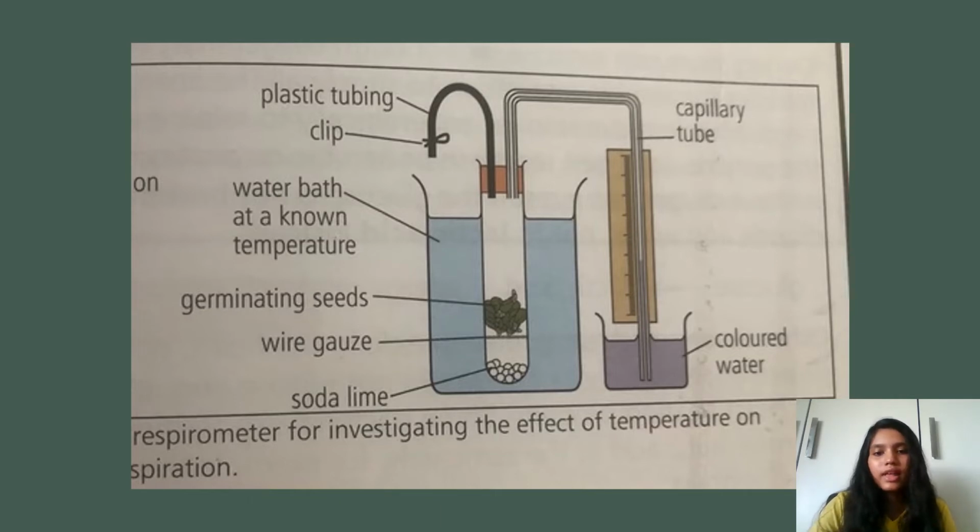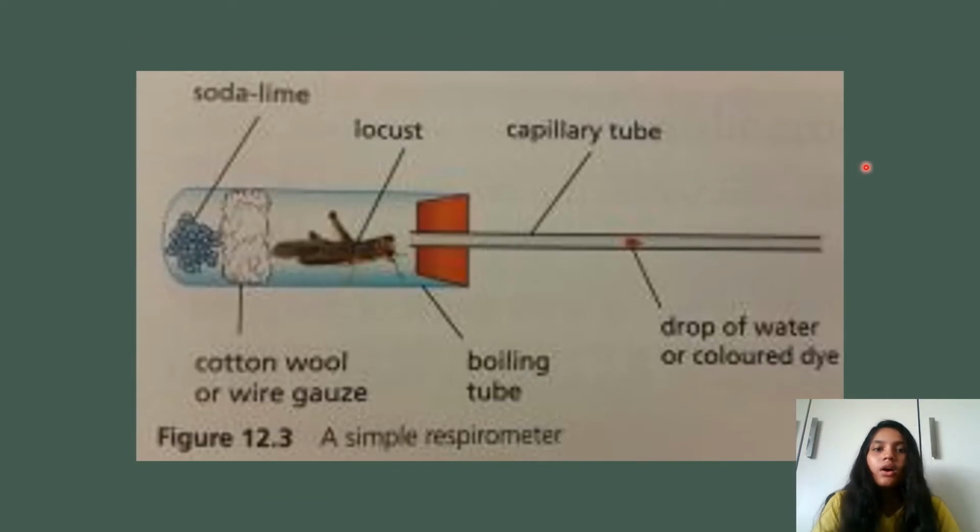Okay, so that's your effect of temperature on respiration. Now this is a simple respirometer. This is where you'll be investigating the rate of oxygen uptake by an arthropod or something. So you have a locust here, which is an organism. You have soda lime again, which absorbs carbon dioxide, which is released via respiration.